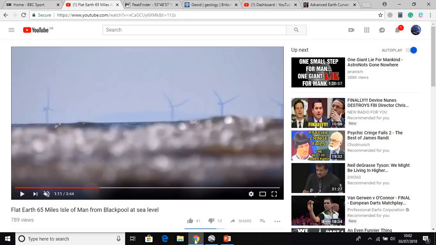So in our video, we should expect to see the top of the island at least at the level of the turbine hub if the Earth was flat. We should also expect to see this island, this land spreading out far more from side to side, because the whole of it should be in view.